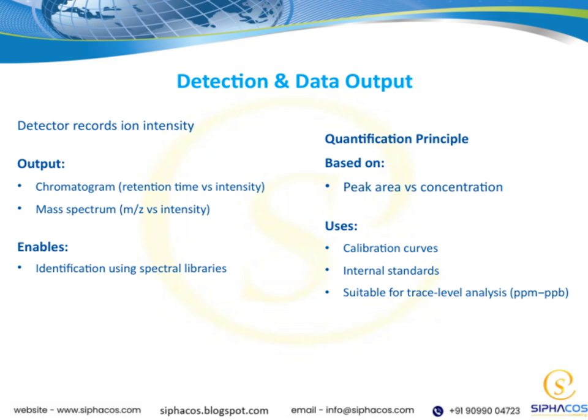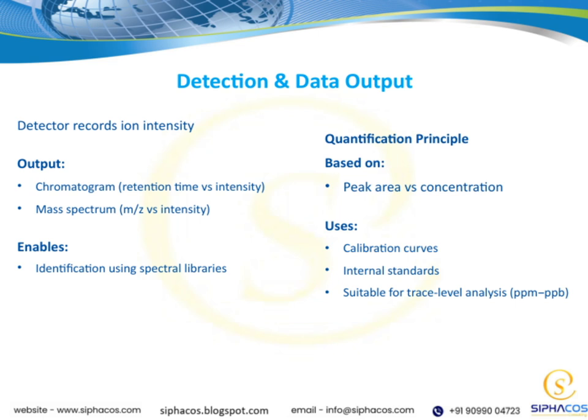Calibration curves are created by analyzing known concentrations, and then we compare our sample peaks to these standards. Internal standards help account for any variations in the analysis process, ensuring our results are consistent. This principle is especially useful for trace-level analysis, meaning it can detect substances at very low concentrations, like parts per million or even parts per billion. That's crucial in fields like environmental monitoring or forensic analysis, where detecting tiny amounts matters.